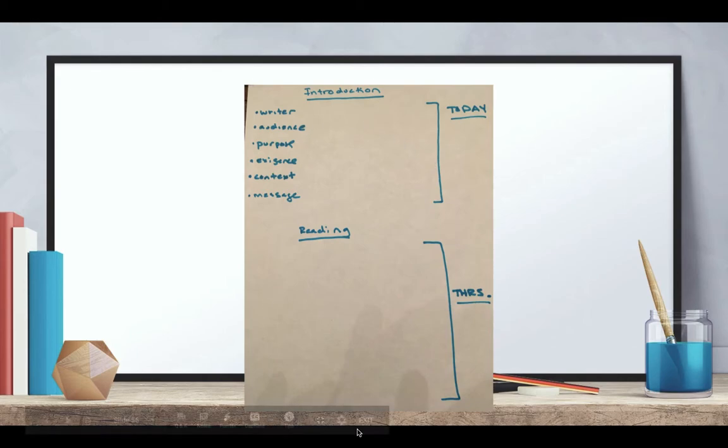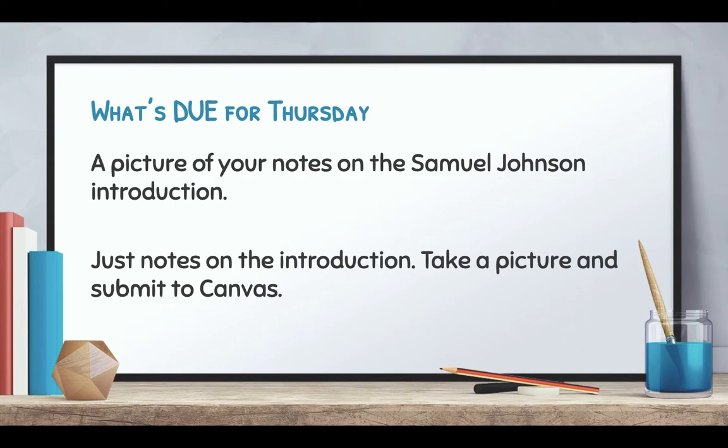And then for Thursday, we're going to take some notes on the reading. And once again, the point here is that on test day, you're probably not going to be able to do anything more than have handwritten notes at your disposal. And so I want to continue to practice that. That's it. That's what's due for Thursday. Just a picture of your notes on the Samuel Johnson introduction, and submit it to Canvas.